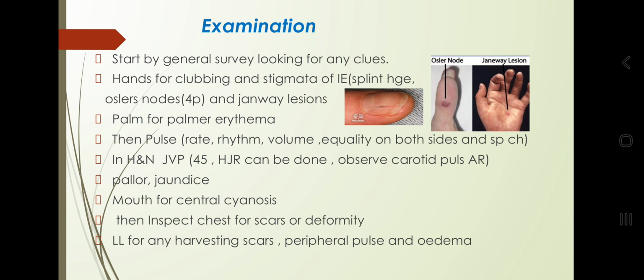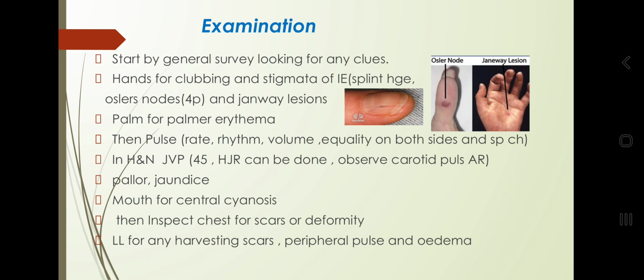In head and neck, patient lying at 45, check for JVP. You can do hepatojugular reflux and also take permission from the patient. Observe carotid pulsation present in aortic regurg, which is called Corrigan sign. Examine for pallor and jaundice. The mouth for central cyanosis, dental hygiene, high arched palate in case of Marfan.